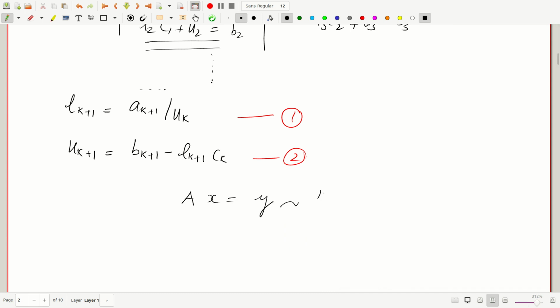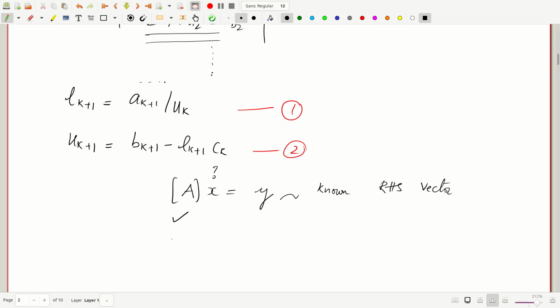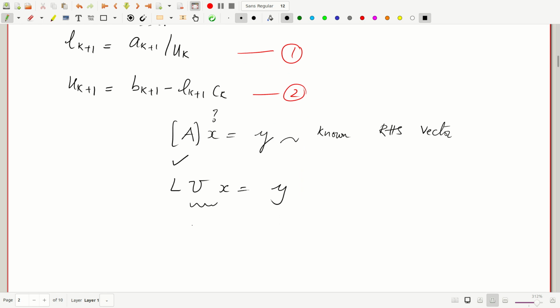Okay, so Y is the known right hand side vector, and X is the unknown and A is the known matrix. Now A you're going to decompose as L times U, so LUx equals Y. Then what you need to do is write Ux equals some unknown Z, so Lz equals Y.